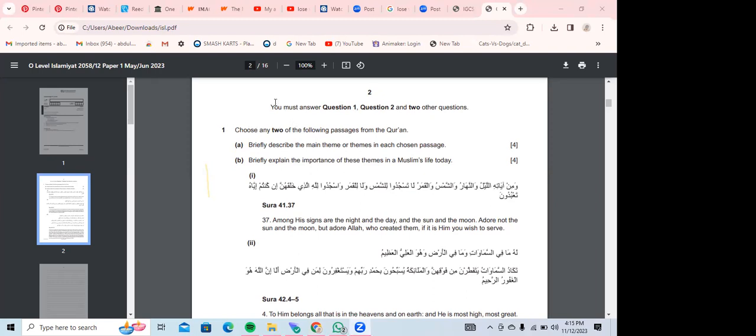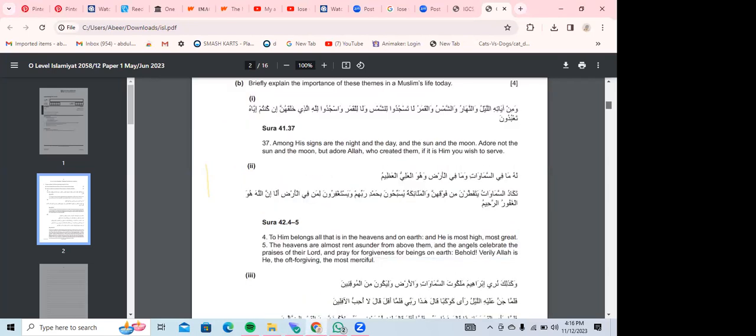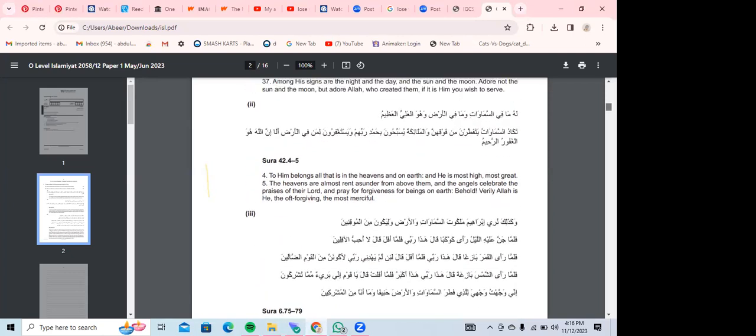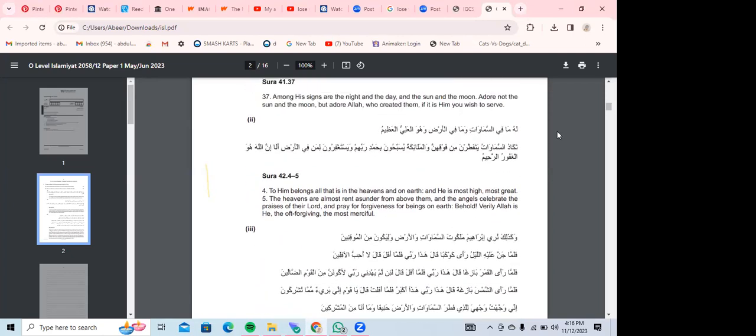Moving forward, this is question number one of your exam. This question one has three surahs, and from those three surahs you only have to do two. You can see that there are three surahs over here, written in Arabic and with the English meaning as well.